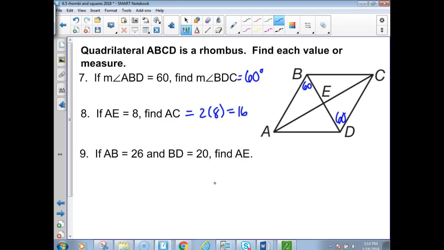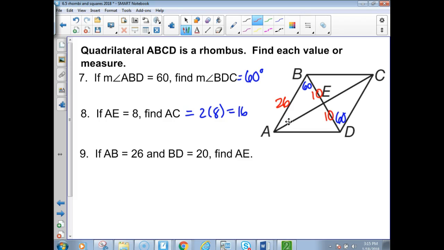Now, I didn't write a whole lot of stuff on there because the next one I want is the hardest part. If A to B is 26 and B to D is 20, I can't really put that on there. What could I put on BE instead? If BD is 20, what's B to E and E to D? They're 10 apiece. Okay, I'm going to put that on the picture.